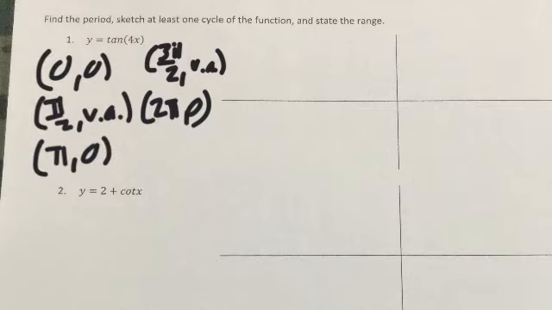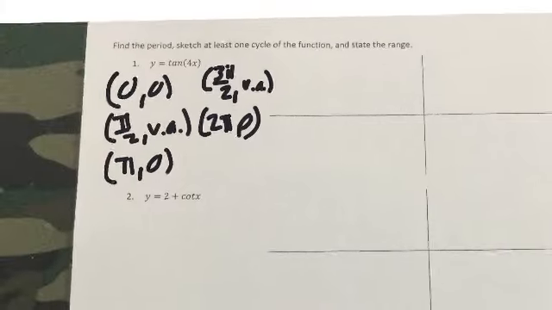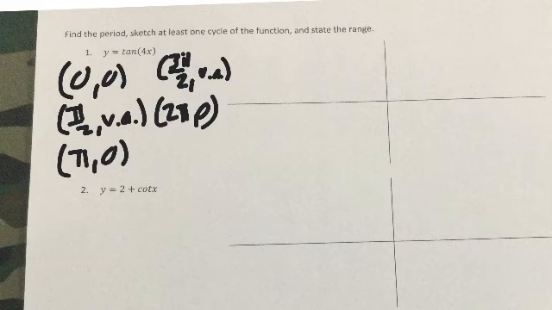Okay, so the first thing it tells me to do is find the period. So by default, tangent's period is pi radians. So to find the new period, we're going to take the default period and divide by this number being multiplied on the inside, just like we did with sine and cosine. So my new period is going to be pi over 4. So now I took my original period and divided by 4.